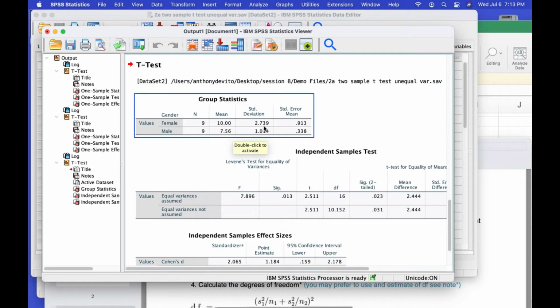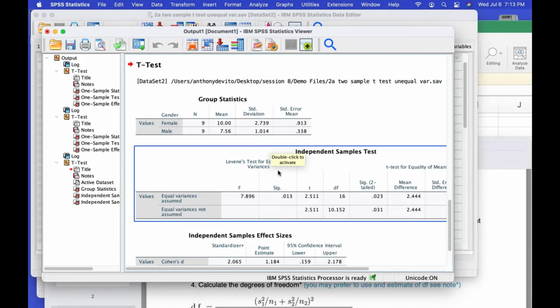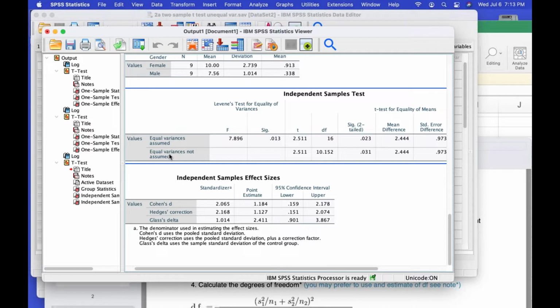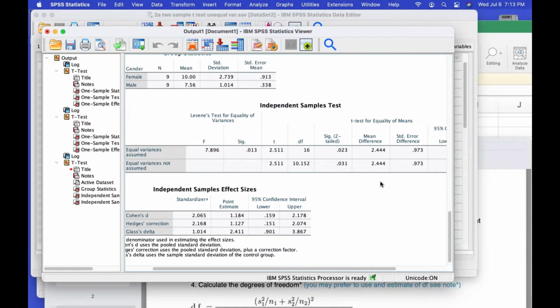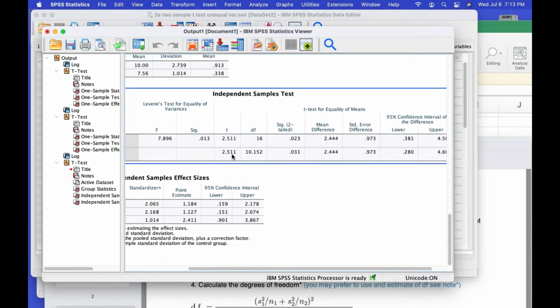In fact, had we looked up here at the standard deviations, one's 3 times what the other is. Just mentally, guessing, we would probably say they're not equal, right? We would probably want to use this test anyway. So I'm going to use the bottom t-test, and the bottom t-test tells me that the t-value is 2.51. How is that calculated? It takes the difference between the two averages, divides it by the standard error that it calculates, and compares it with the critical value of t. Now, it's got to calculate the degrees of freedom in order to know what the p-value is going to be.